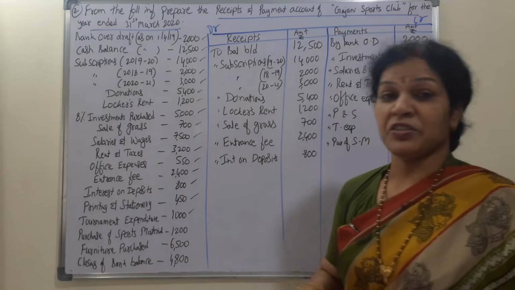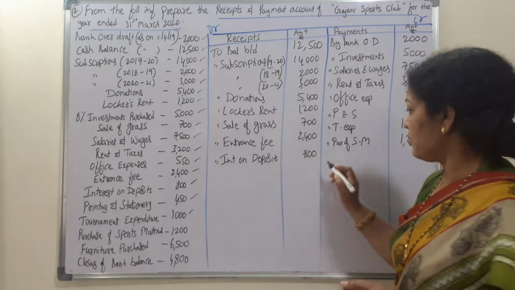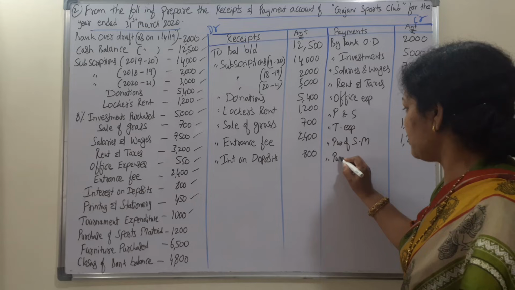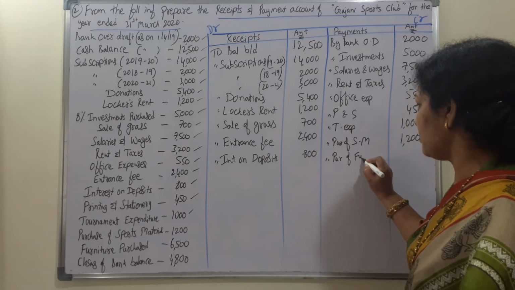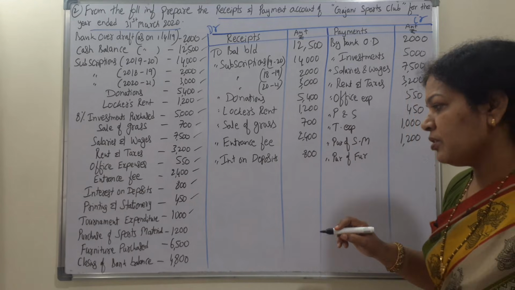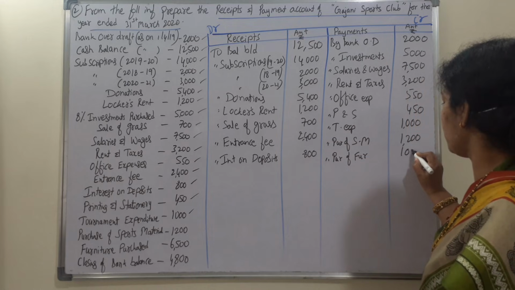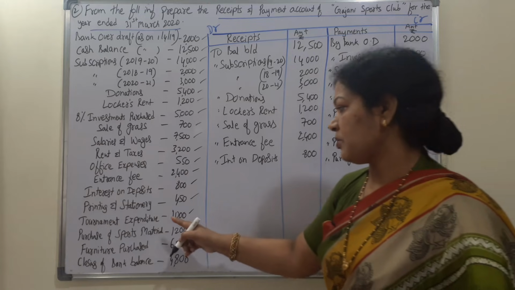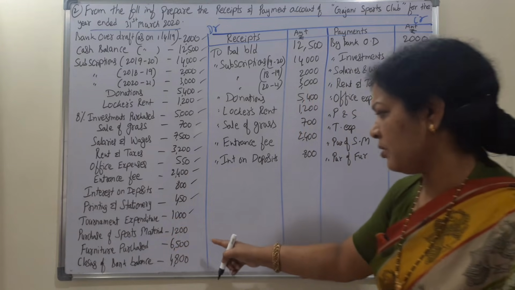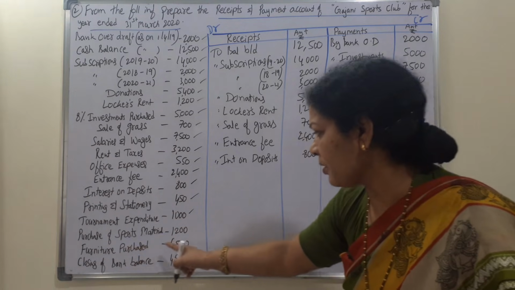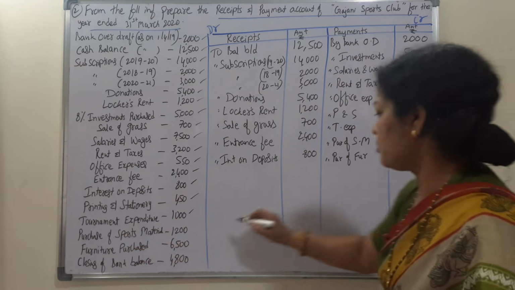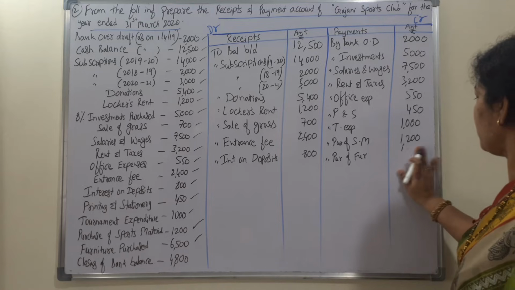Next, furniture purchase. Anything purchased is a payment, so credit side, purchase of furniture. How much is it? Furniture purchase, 6,500. Sports material is 1,200.